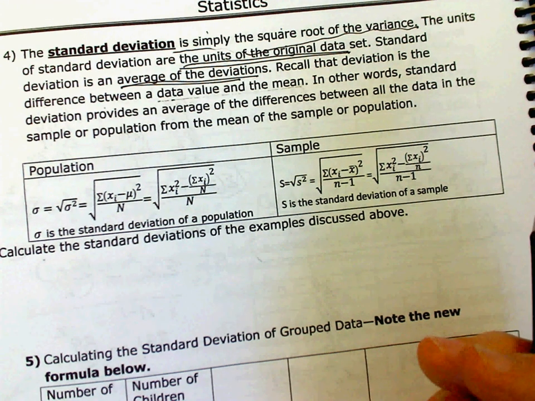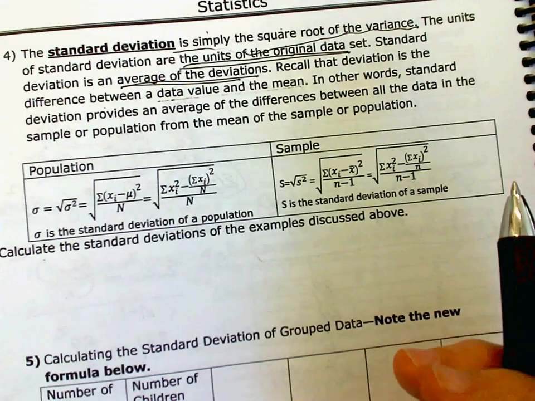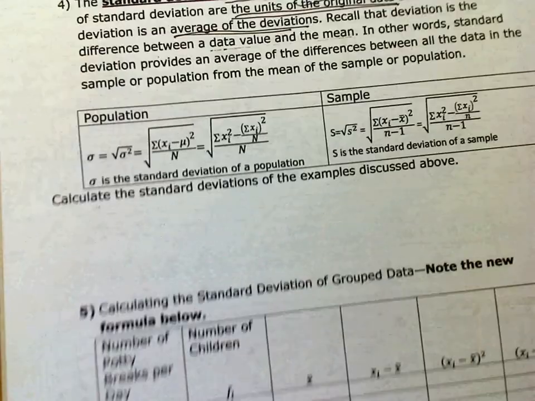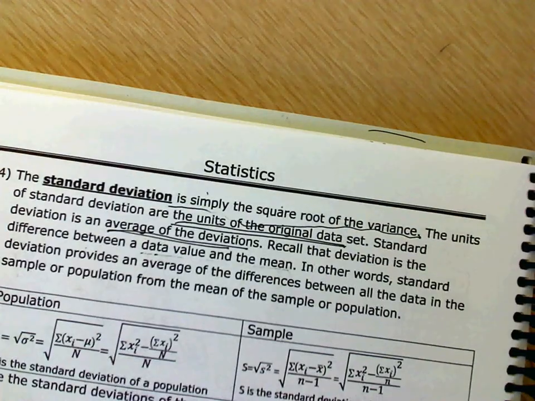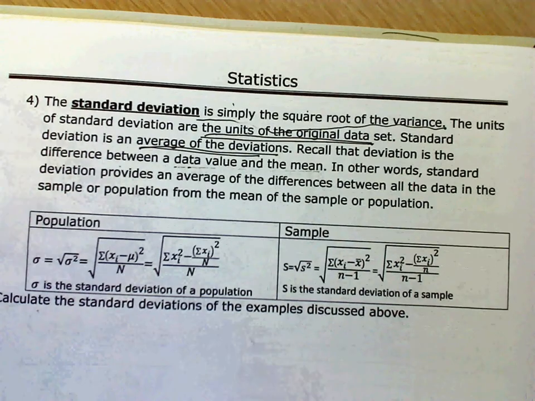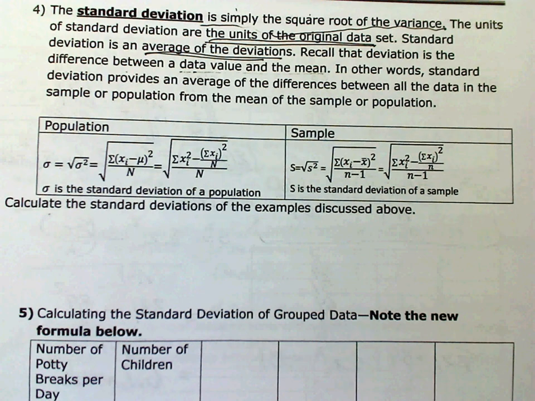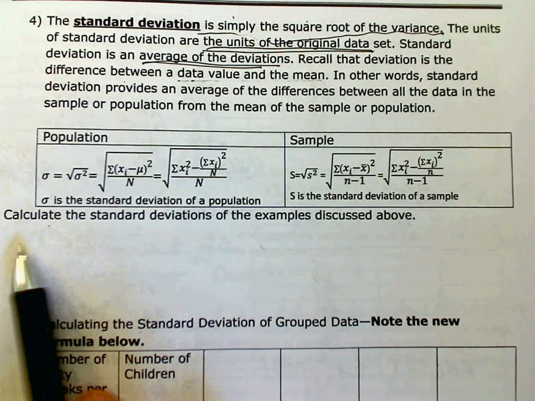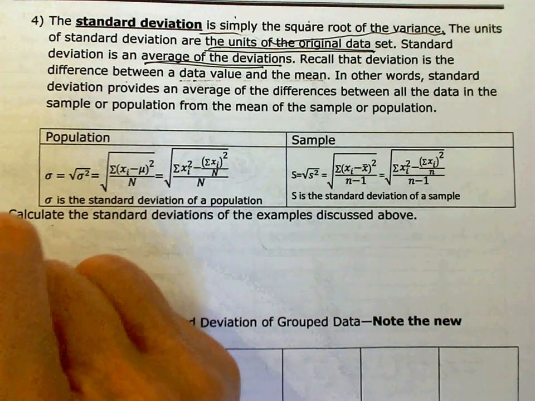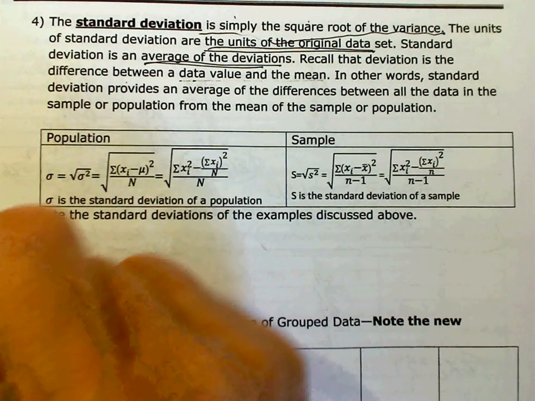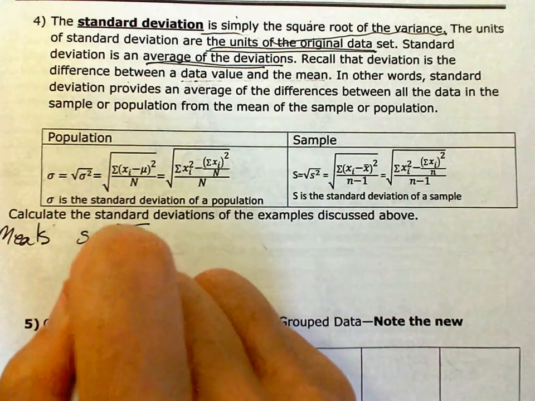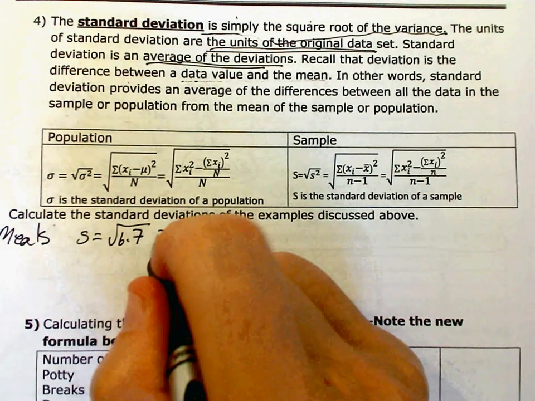If we added it up and just divided by n minus 1, will we get the standard deviation? I want to see how they compare. I wonder if they're different. We might be able to answer our own question. Okay, calculate. So for meals, S equals square root of 6.7, and that is approximately 2.6 meals.